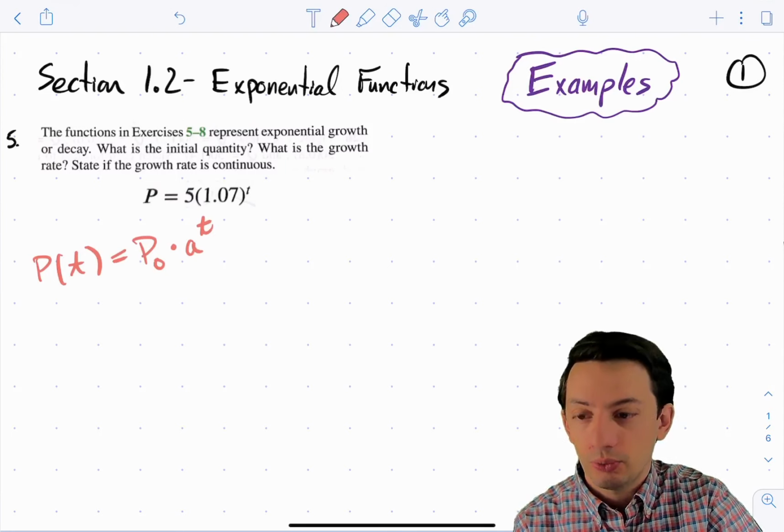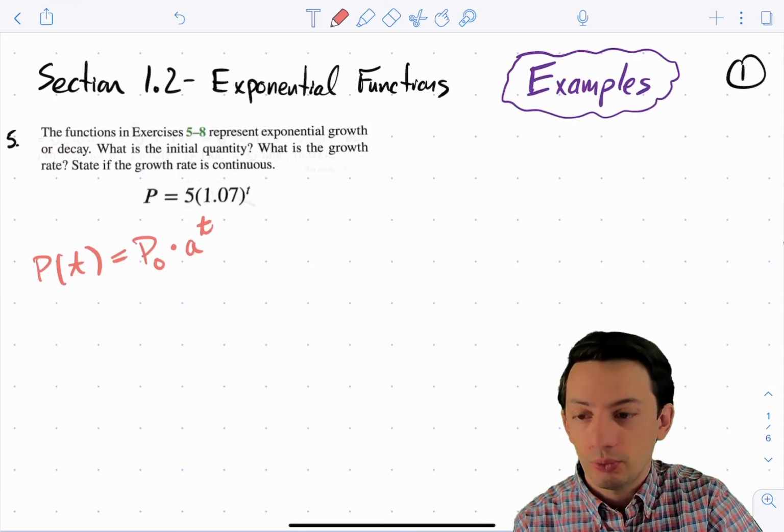Then it says, what is the growth rate? And you might remember that there's a slight disagreement between the book's terminology for growth rate and the terminology that most of the rest of mathematicians use. The growth rate, they're talking about this general part. The book likes to subtract 1 and say that the growth rate is 7% or 0.07. It's fine either way if you say the growth rate is 7% or a 1.07 factor. Both of those are totally acceptable ways to phrase your answer.